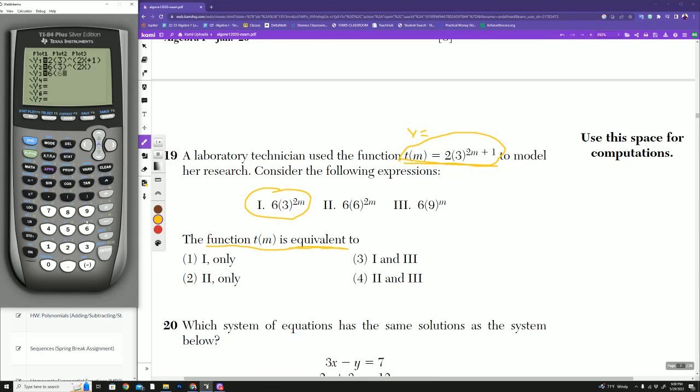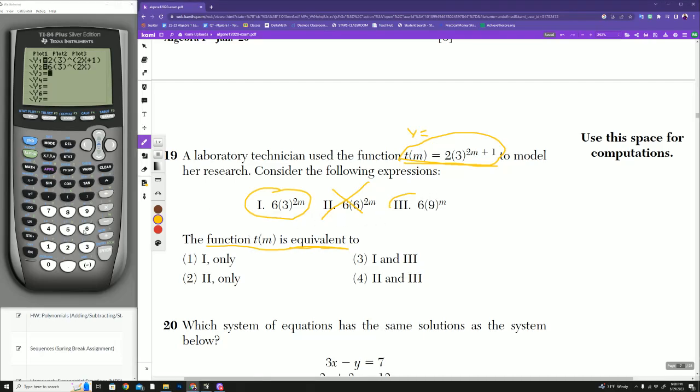Now let's try the second one. 6 times 6, and in the exponent, 2x. We're going to use x for the variable, even though they're using m. And second table. So now I know that y1 is equivalent and y2, so I'm going to go to y3 by shifting over to the right. We have 6 and 6, but now we have 216, 7,776. So option B is not equivalent. Let's clear option B, and let's try option C.